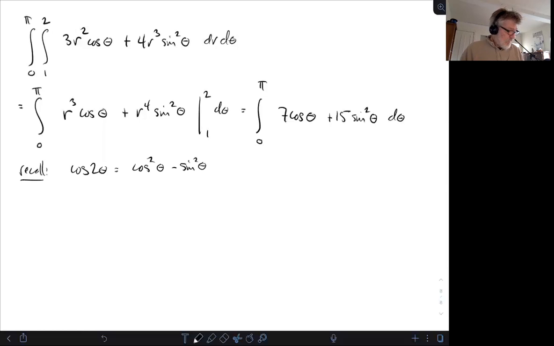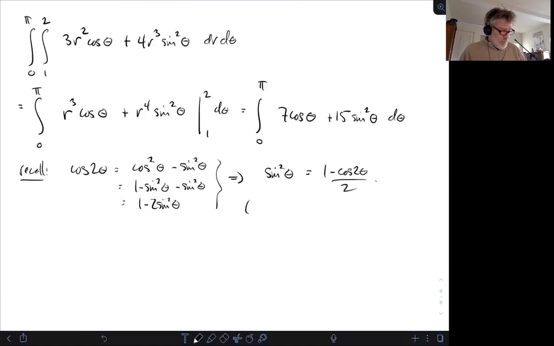So from this, what do I get? If I want to rewrite sine squared, I write this as 1 minus sine squared minus sine squared. So this is 1 minus 2 sine squared. And this gives you that sine squared theta is (1 minus cos 2 theta) over 2. And similarly, you can get cos squared theta. This is (1 plus cos 2 theta) over 2.